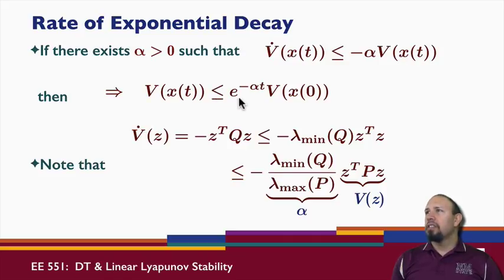A bound on this, based on this inequality. So in other words, we have some alpha here. Where do I find that alpha? Well, one way to find it is this way. In general, we can do this.